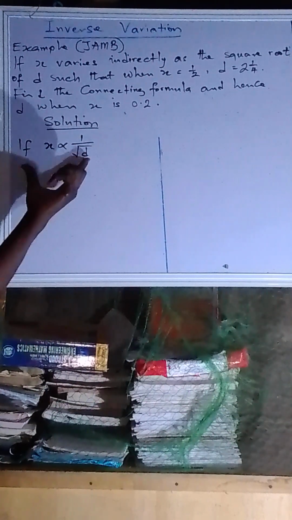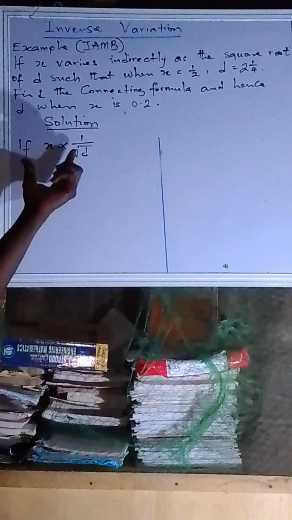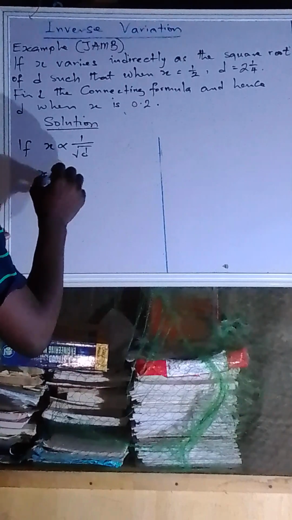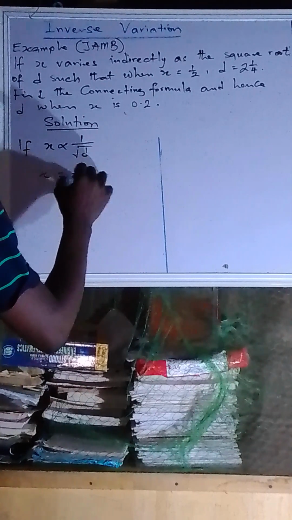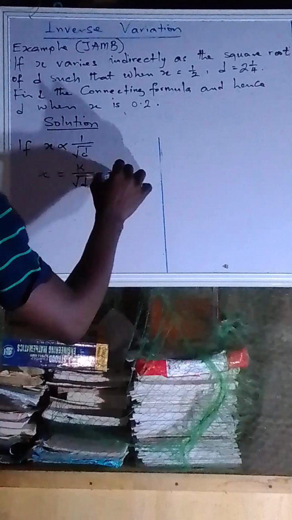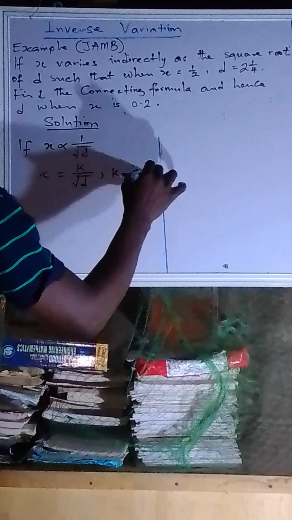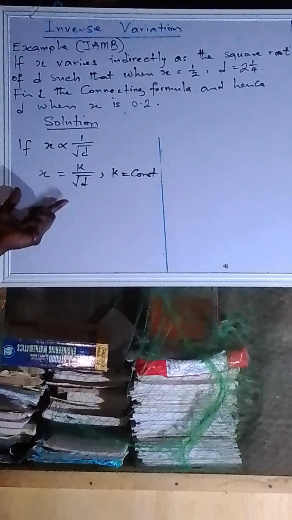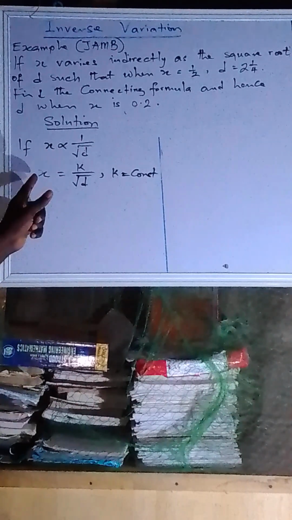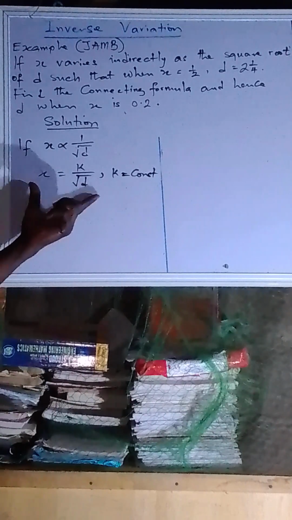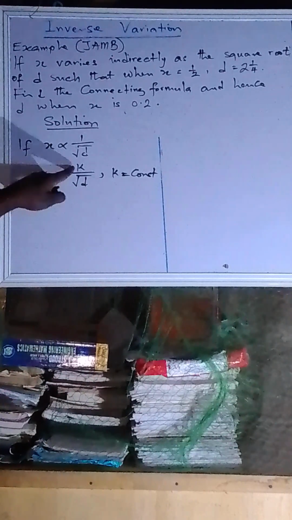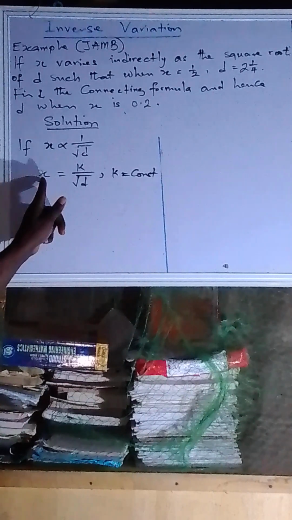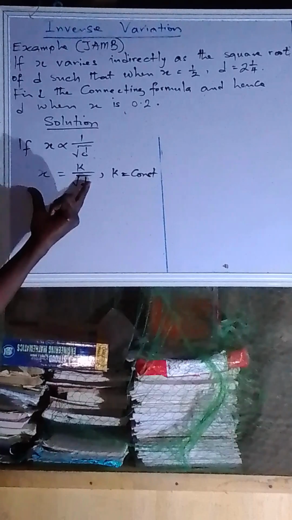Whenever you have this kind of variation, the next thing is to change it to an equation. So it is equivalent to x equals k over square root of d, where k is a constant. So variation is changed to an equation. This is just the relationship between x and d. Now the next thing is to get the proportionality constant. How do we get that? We substitute the value of x and the value of d into this relationship.